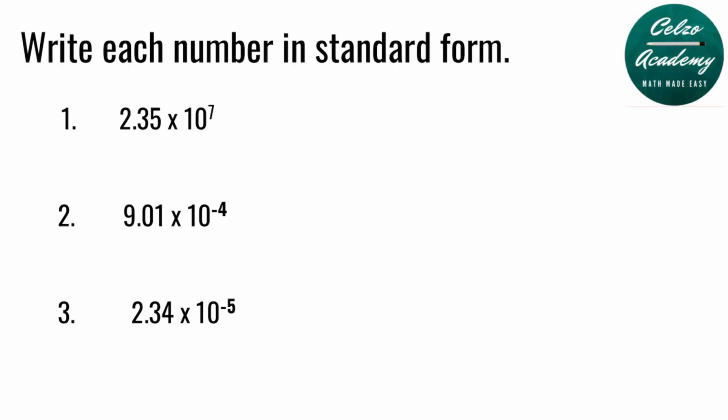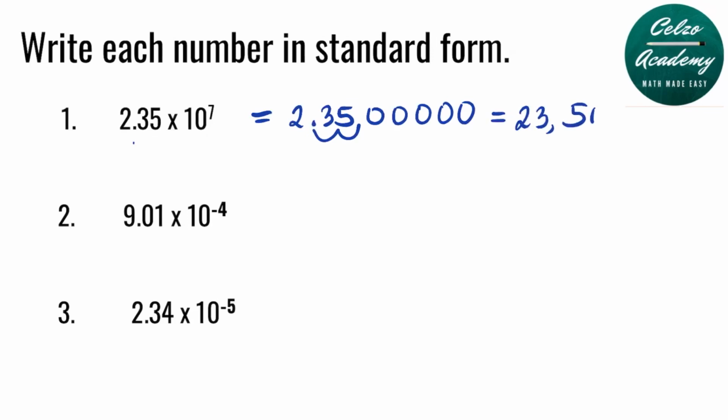Question number 1. 2.35 times 10 to the power of 7. Since the power is 7, from the given number 2.35, we need to move the decimal point 7 places to the right. 1, 2, that means we need to add 5 more zeros. 2, 3, 4, 5. So the answer is 23,500,000.